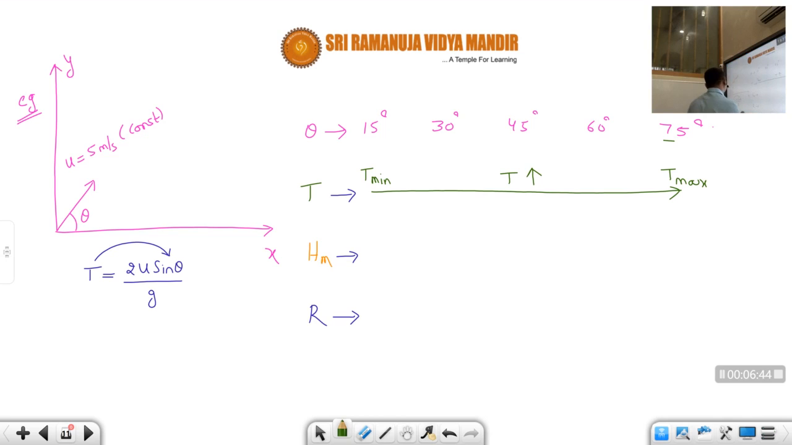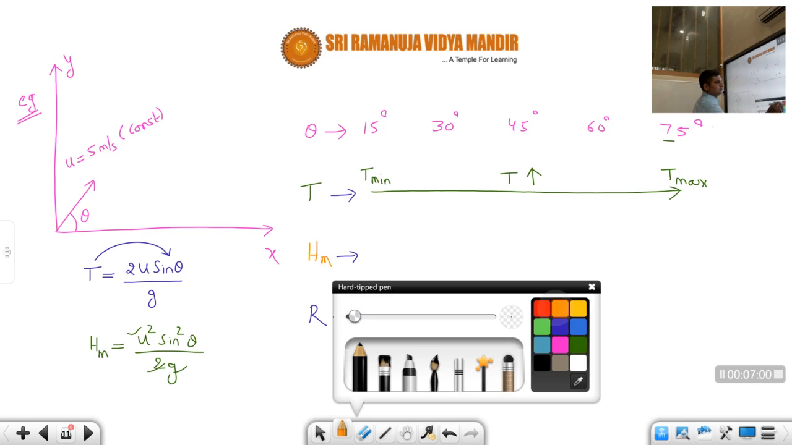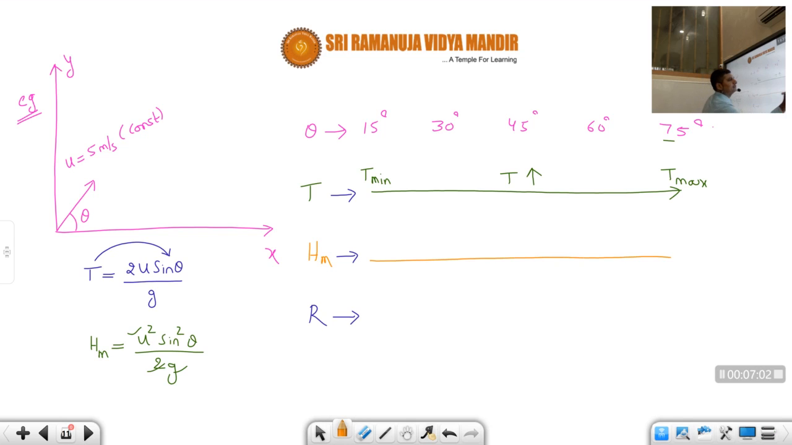Now regarding maximum height, you also have a formula. What is the maximum height? u square sin square theta by 2g. Here also u is constant, 2g is constant, so as theta increases, H max also will increase. As you are going like this, H max also will increase, where it is maximum for 75 degrees and minimum for 15 degrees.